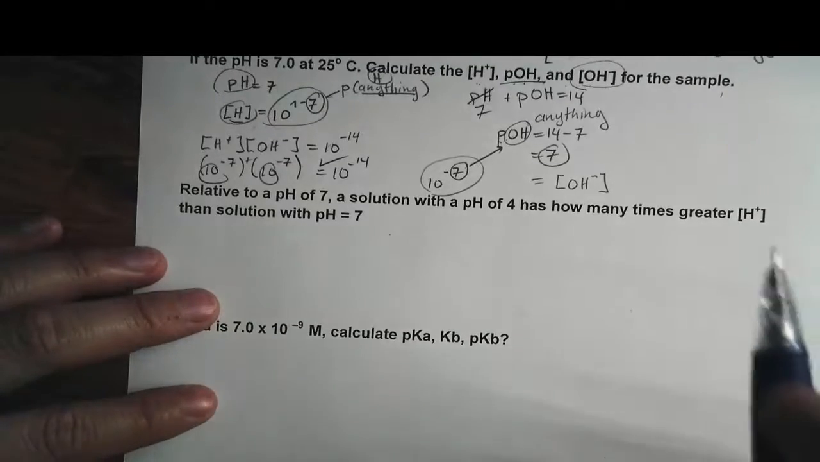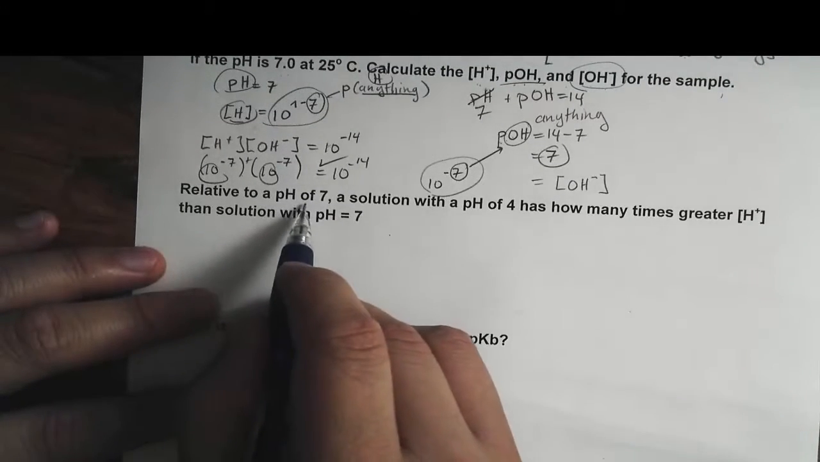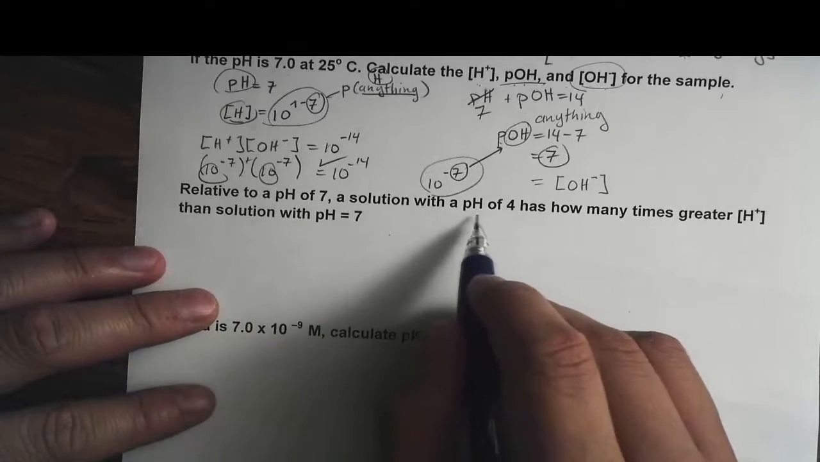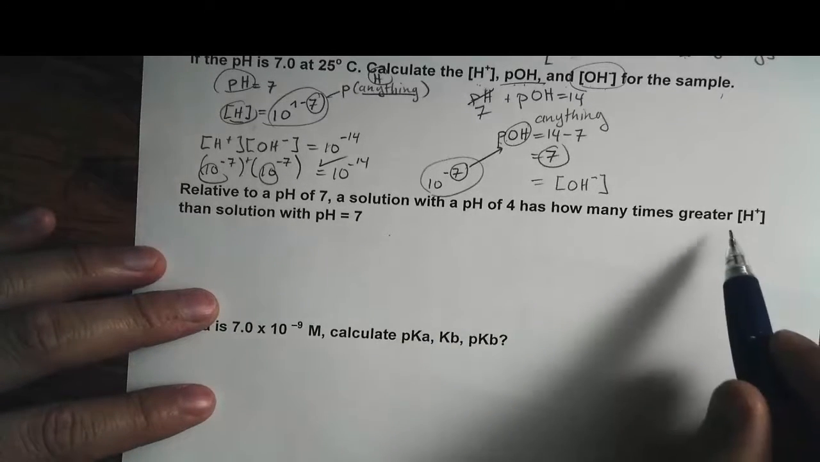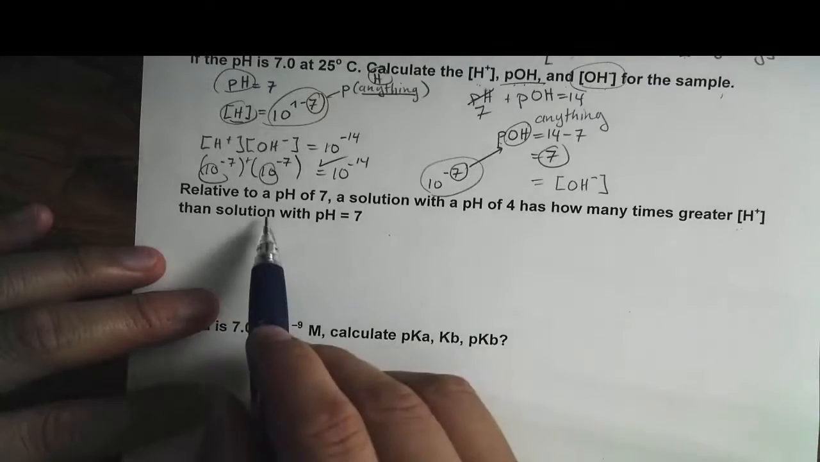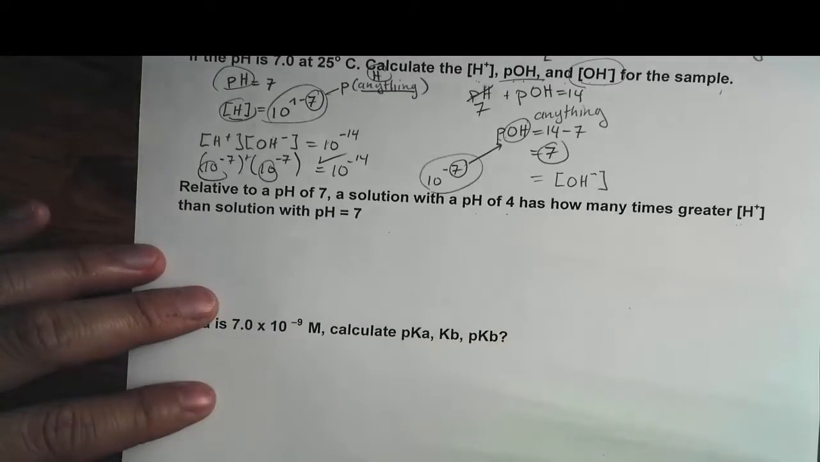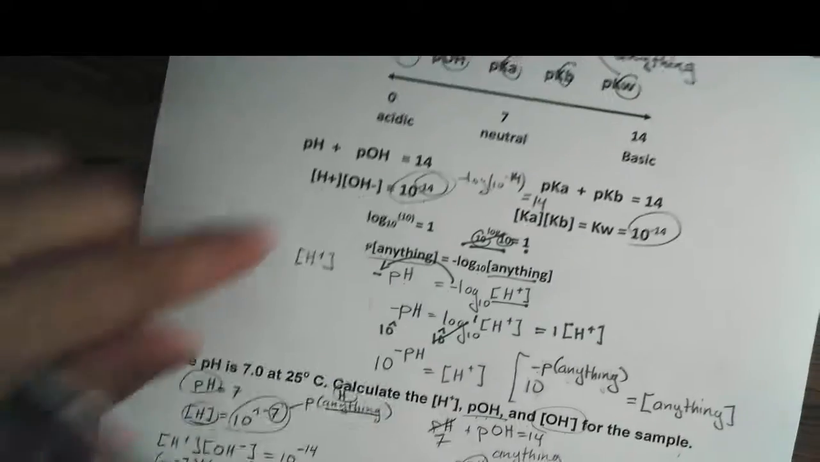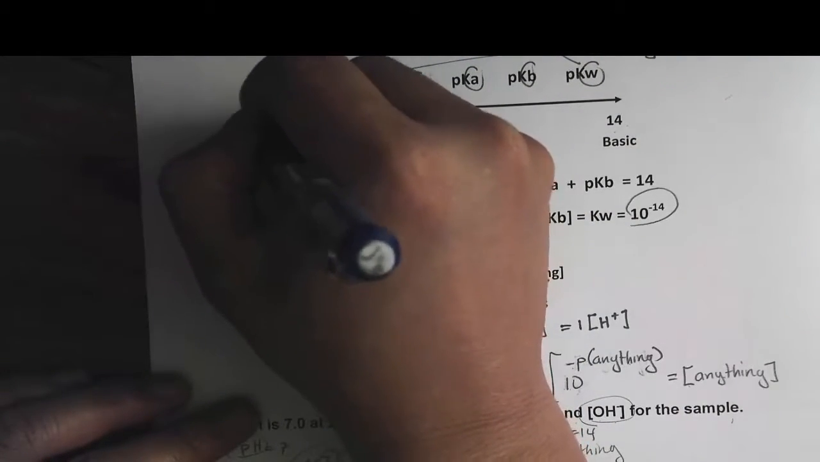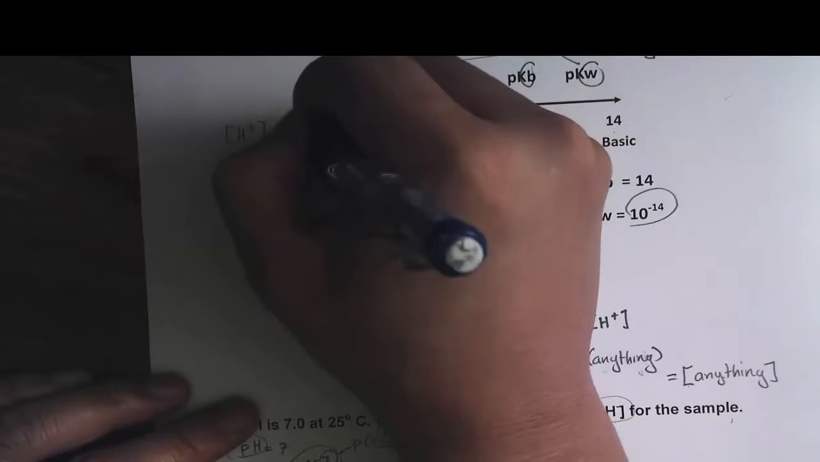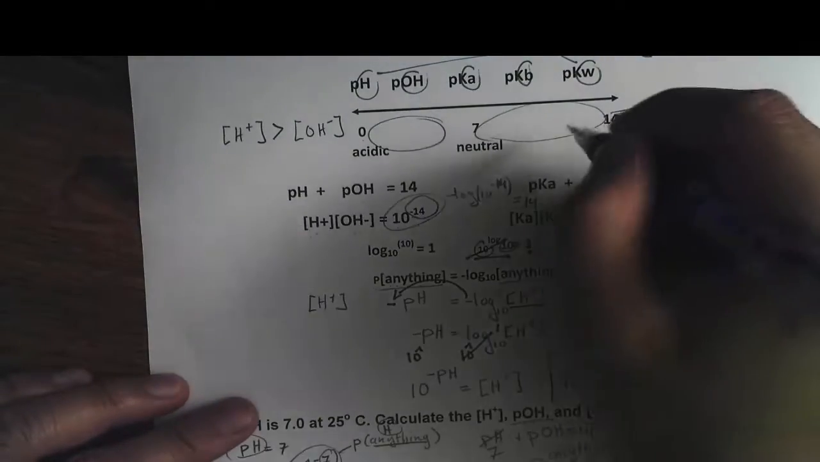And now let's try another problem. Relative to a pH of 7, a solution with a pH of 4 has how many times greater concentration of H plus than the solution of pH 7? Of course, pH of 4 would have a lot more concentration of H plus because it is more acidic. That means right here it was acidic. That tells you that the concentration of H plus is a lot greater than the concentration of OH minus. Whereas over here it was basic.